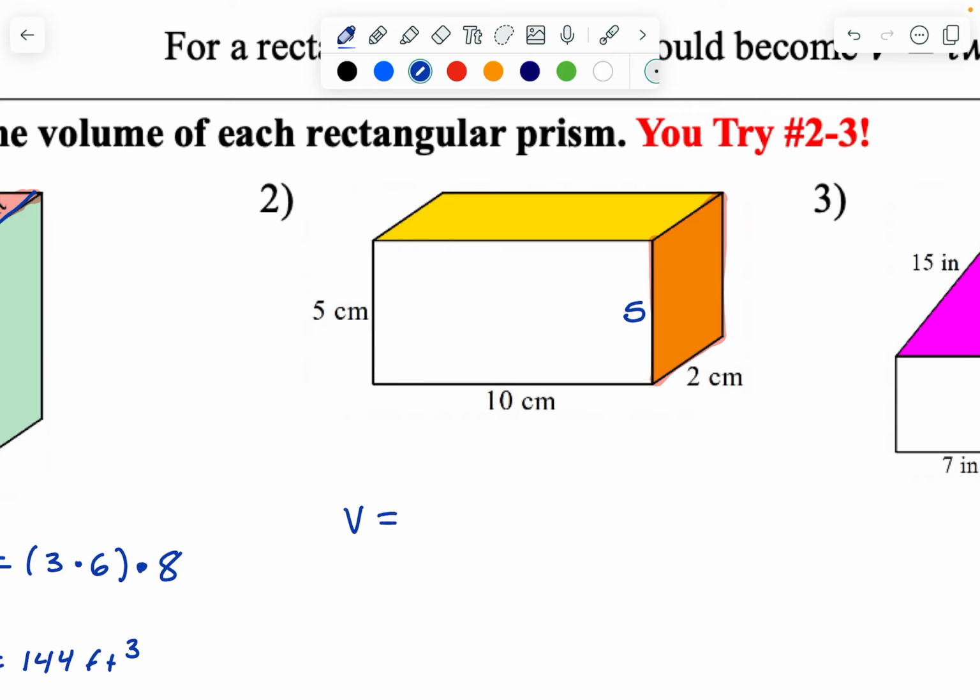Volume is equal to area of the base times the height. Area of the base would be 2 times 5 times the height, 10. 2 times 5 times 10, volume is equal to 100 centimeters cubed.